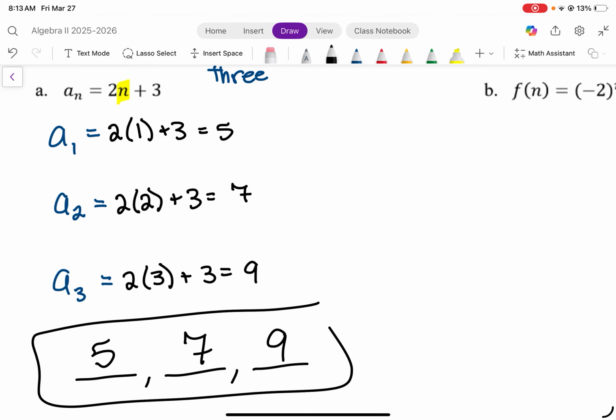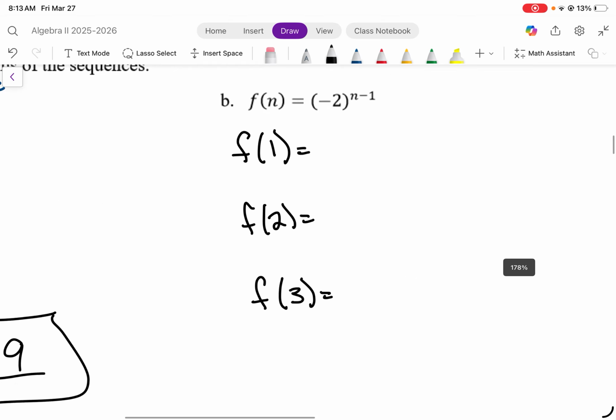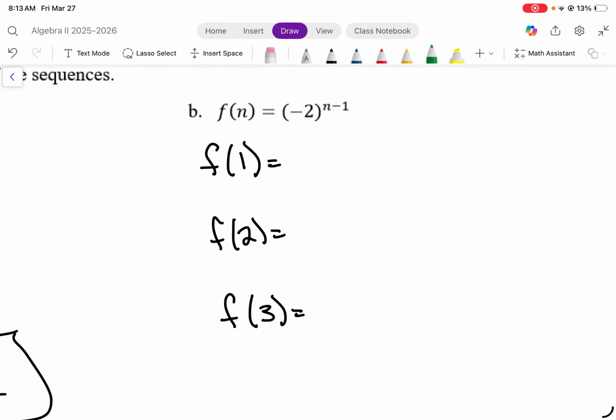A lot of times they'll be listed out like this in a list format. All right. For the next one, they want, again, the first 3. So we're going to find when n equals 1, n equals 2, and n equals 3. This test will be a calculator test, so you are going to be able to use your calculator on this.